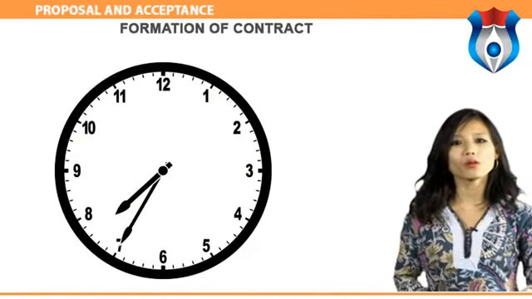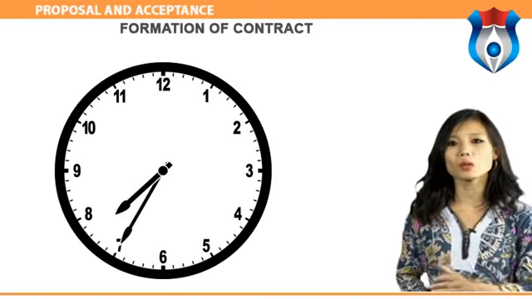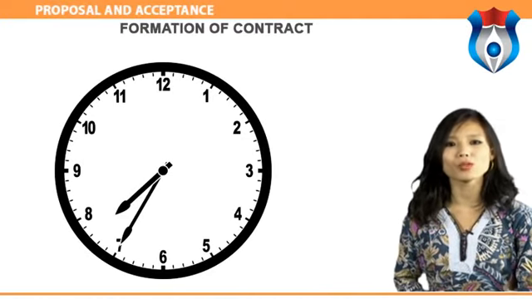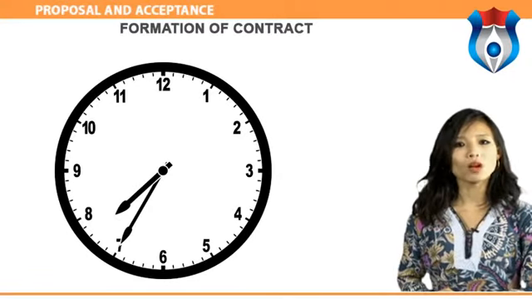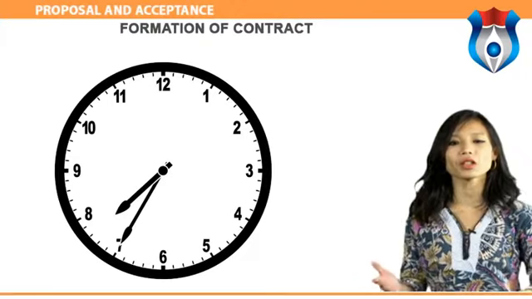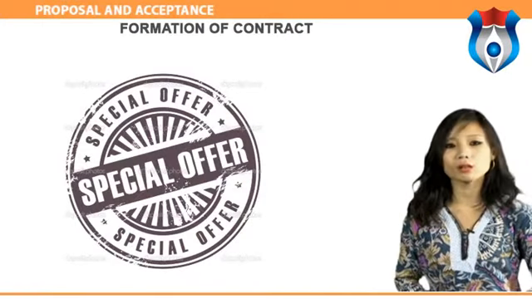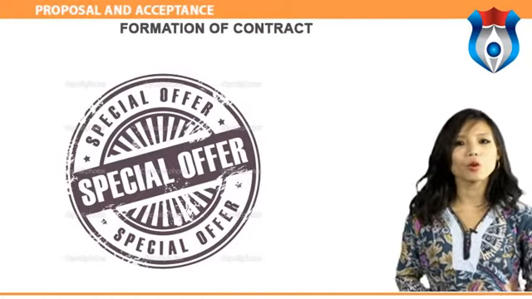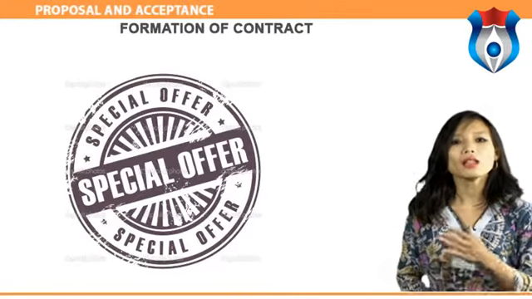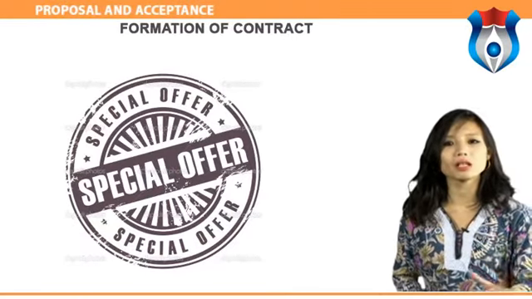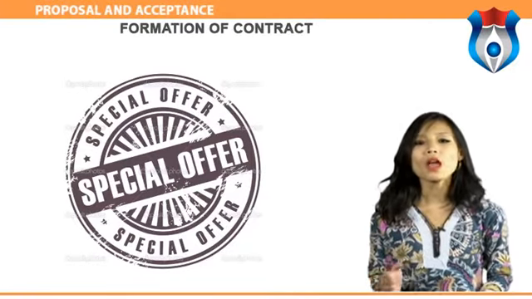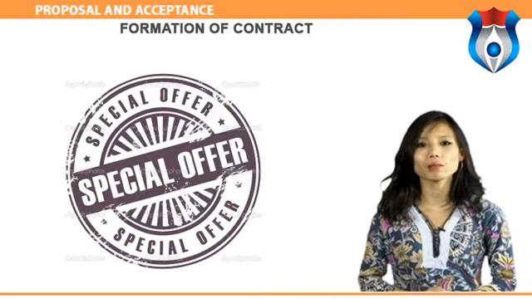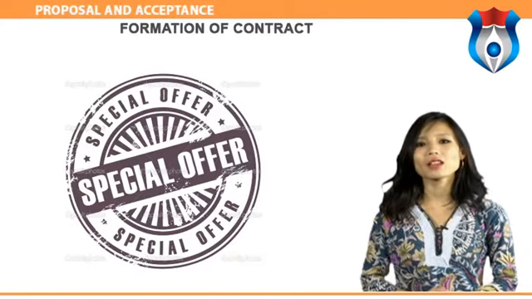If the offerer prescribes a time, the acceptance must be done within that time. If no time is prescribed, the acceptance must be done within reasonable time. What is reasonable depends on the facts of the case. When acceptance is complete, Section 4 of the Contract Act lays down that the communication of an acceptance is complete as against the proposer when it is put in a course of transmission to him so as to be out of the power of the acceptor, and as against the acceptor when it comes to the knowledge of the proposer.